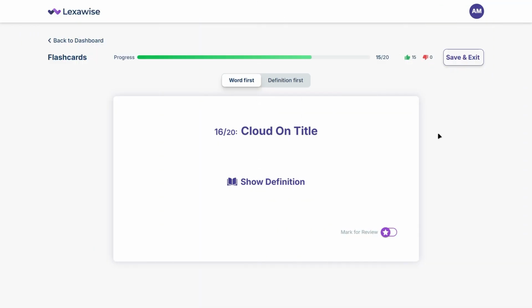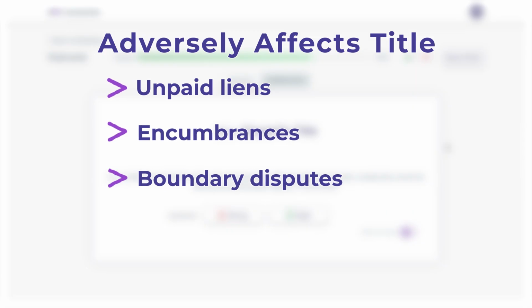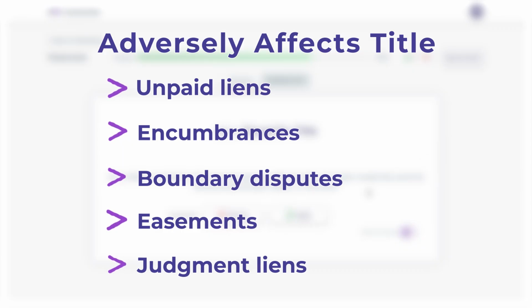Term 16, cloud on title. This is a title problem. What creates a cloud and how serious is it? Cloud on title. Any conditions revealed by a title search that adversely affect the title to real estate. Usually they cannot be removed except by deed, release, or court action. Examples of these conditions are unpaid liens, encumbrances, boundary disputes, easements, judgment liens.